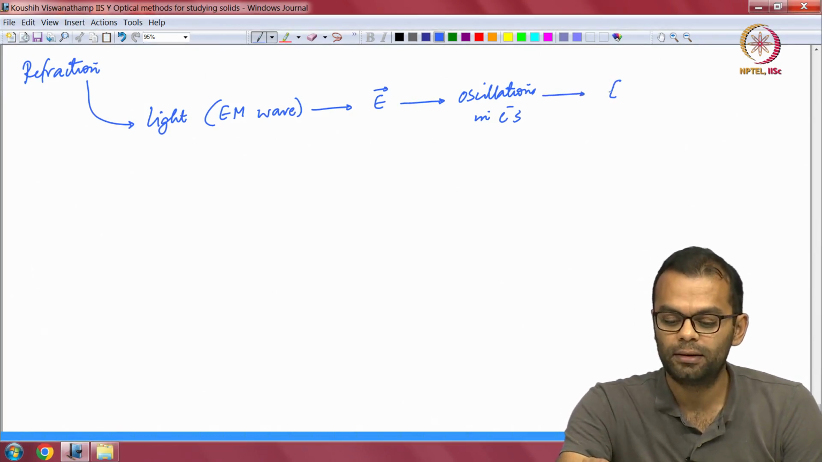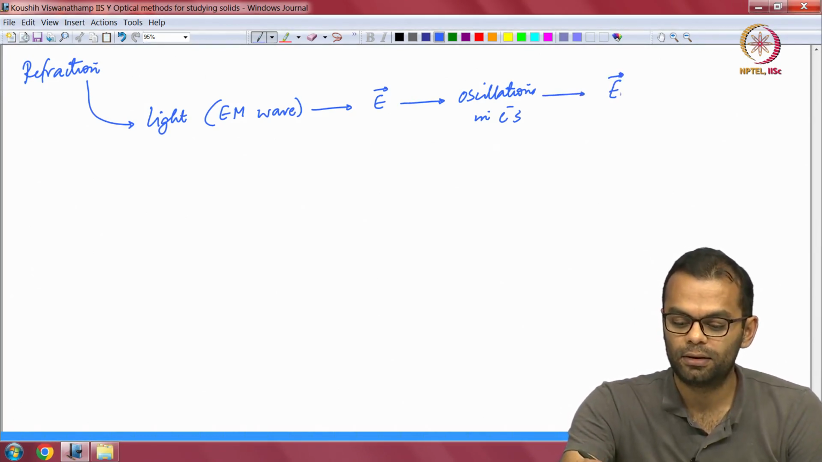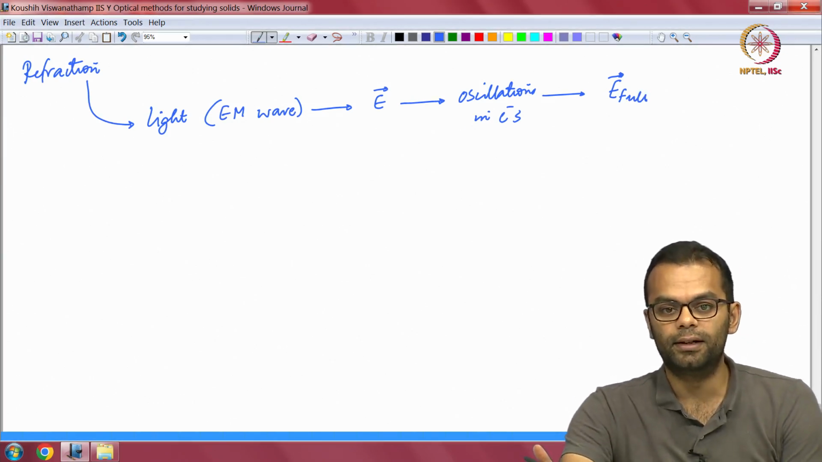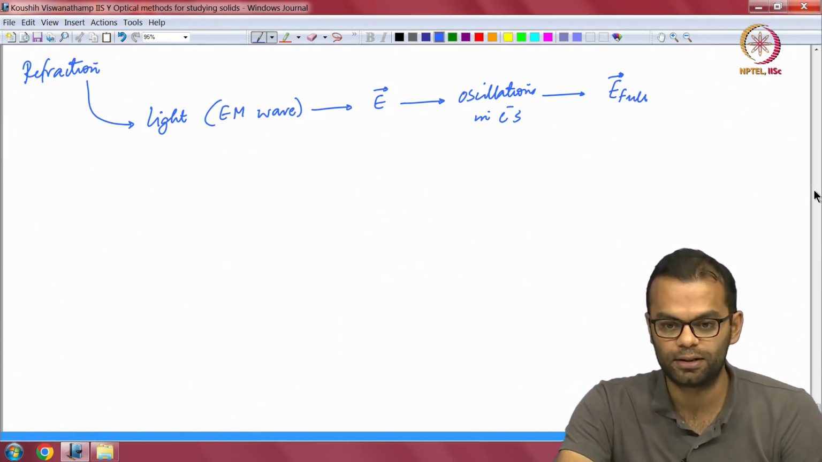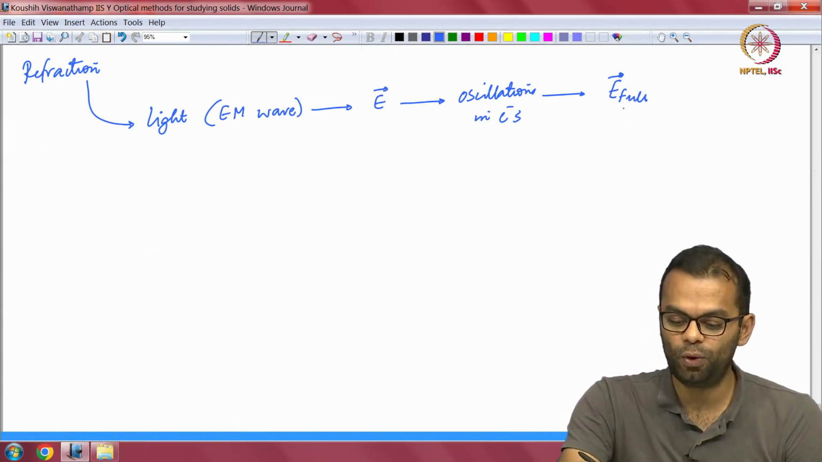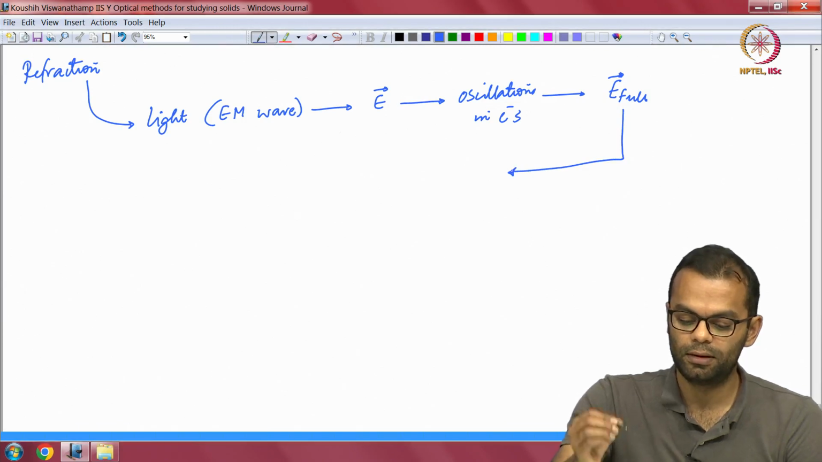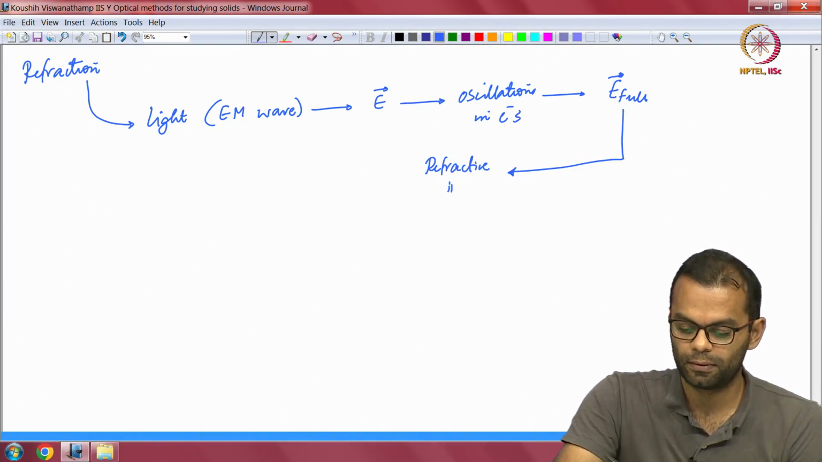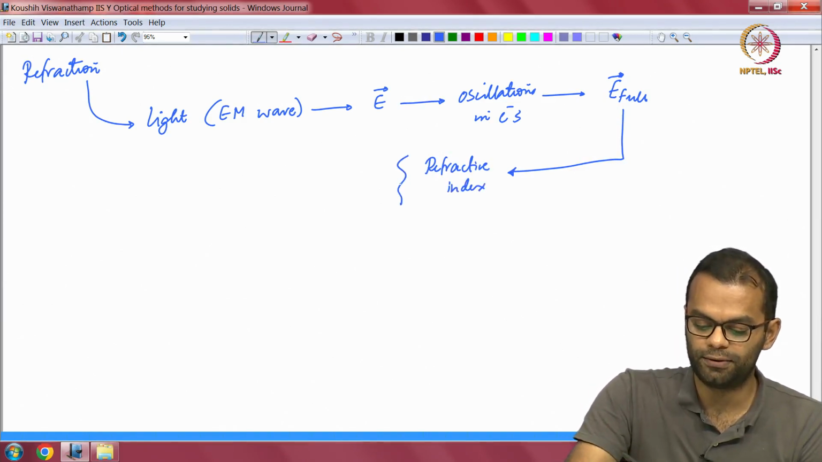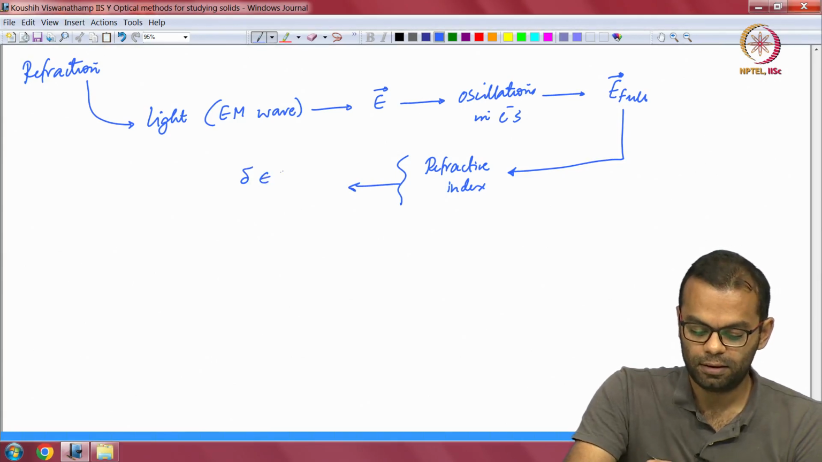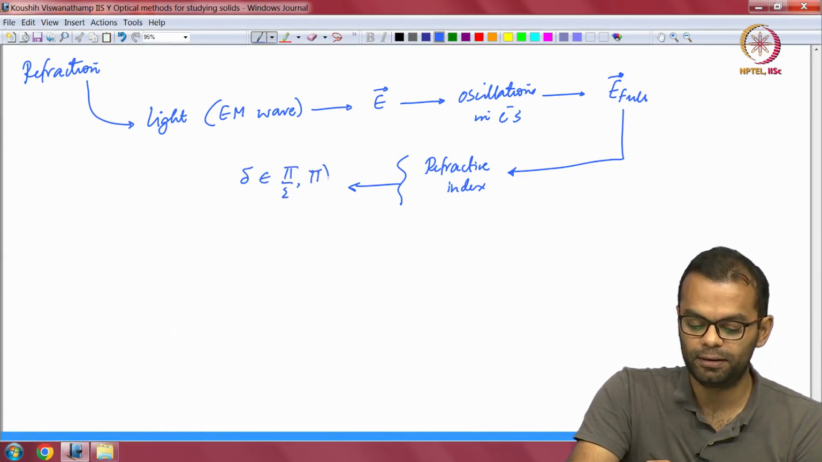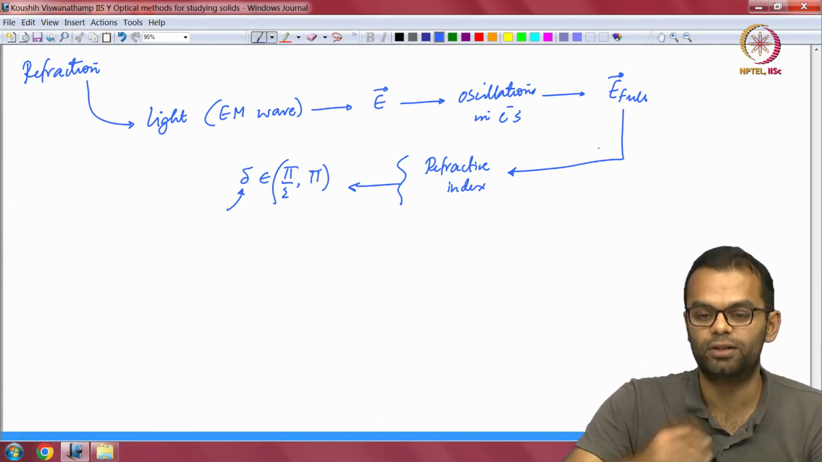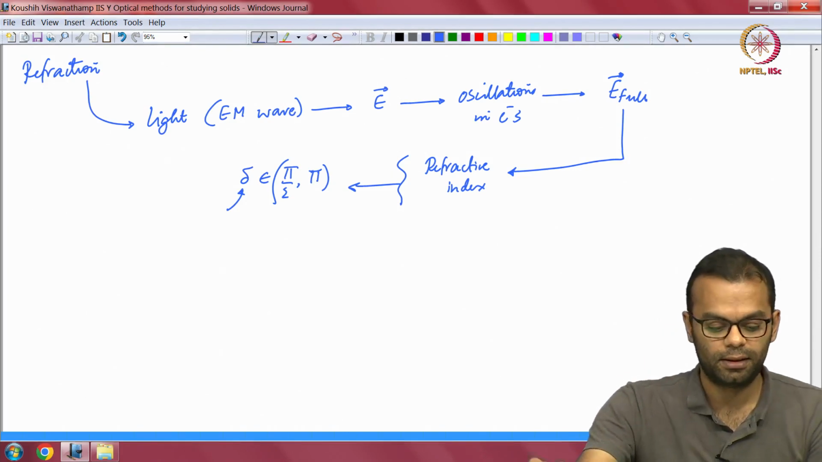So, you get an E bar full, which is the superimposition of the incident field and the resulting field because of these oscillating electrons, and the E bar full gives you the origin of the refractive index. That comes, if you remember, through delta, which usually is between pi by 2 and pi. This is the phase difference between the two components, and it being between these two values tells you how much is transmitted, how much is reflected and so on.